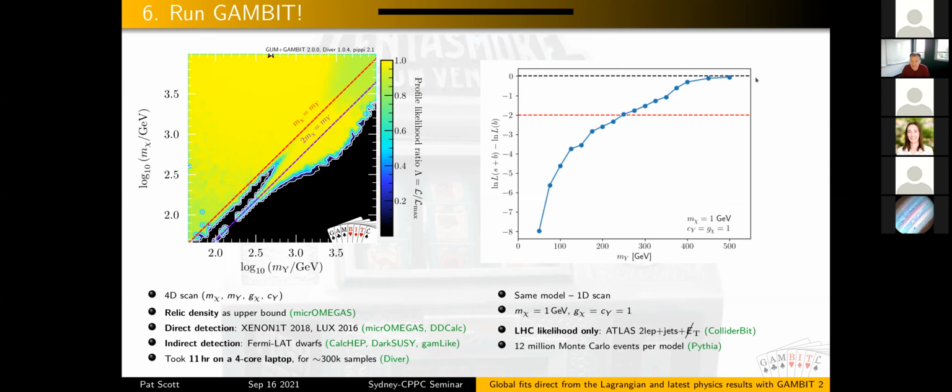In this example, we've only got one ATLAS search turned on. This is the ATLAS 2 leptons plus jets plus missing ET search. I think this was a 139 inverse femtobarn search. And every one of these points includes 12 million Monte Carlo events generated with Pythia. I don't remember exactly how long this took, but it was multiple days. So that's the explicit route if you want to actually use Pythia directly for this particular model. Some models it'll be faster, some models it'll be slower.